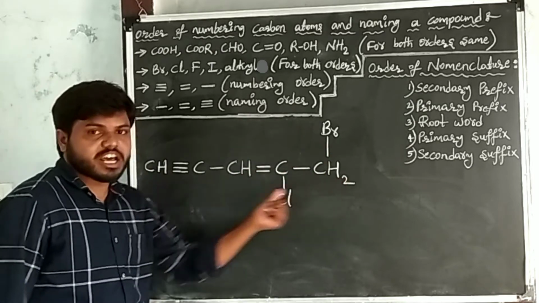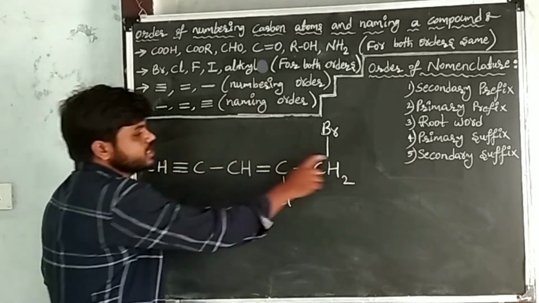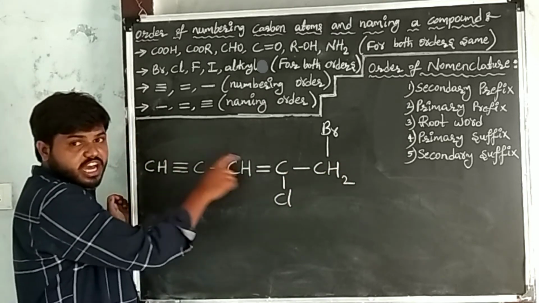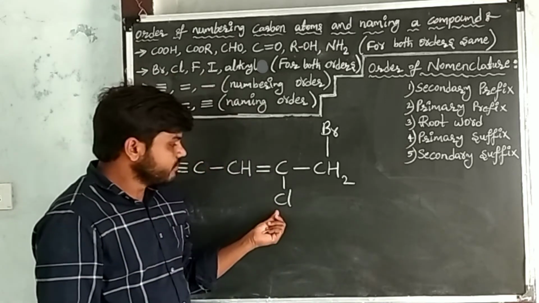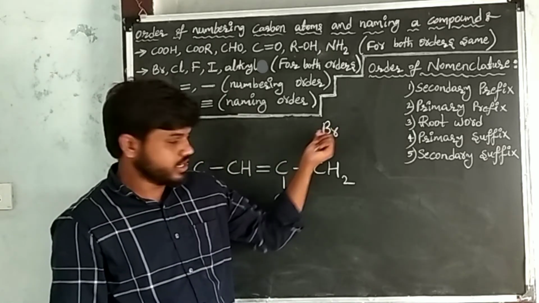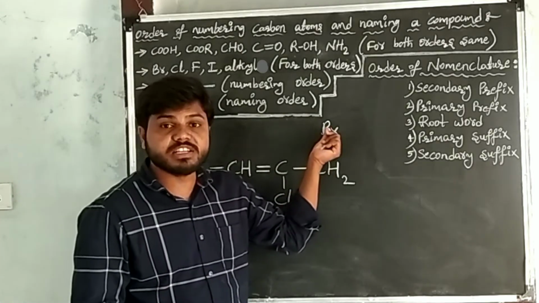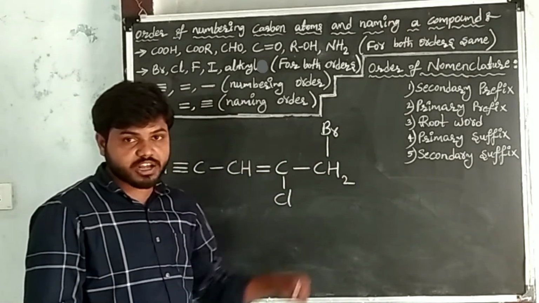This is the given carbon compound. This is the principal chain of the carbon compound. In the given carbon compound, there are two substituents. One is chlorine, another one is bromine. At this carbon, one substituent is there, that is chlorine. At this carbon, another substituent is there, that is bromine. There are two substituents on the given carbon compound.